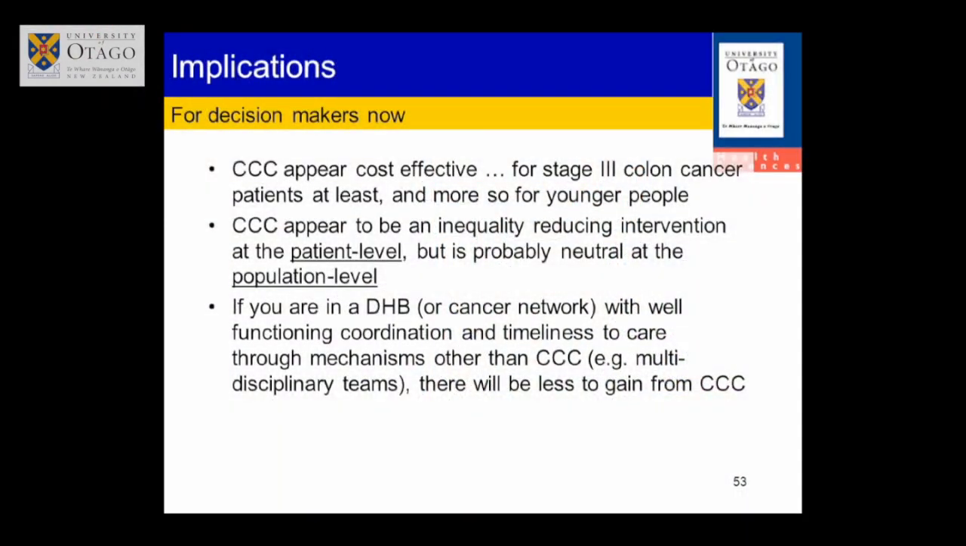If you're in a DHB or cancer network with well-functioning coordination and timeliness to care, that is, your current position is better than what we modelled as the comparator, and then you go and introduce cancer care coordinators, you're going to get less HALY gain. Not sure about the cost, but I'd have to model that and think about it, but you're going to get less bang for your buck.